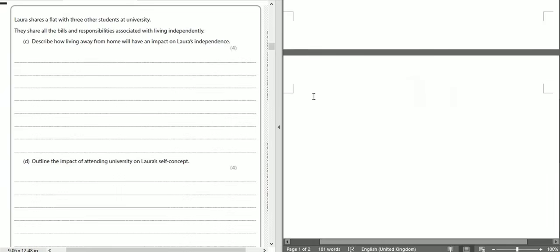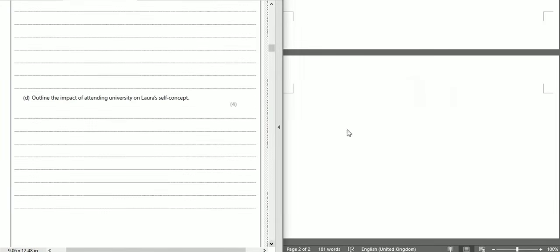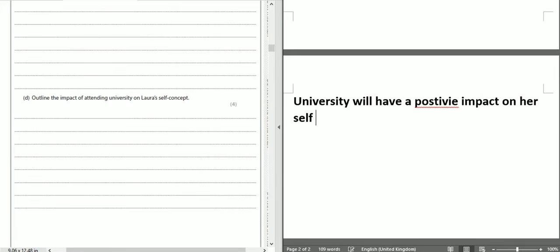Now, the second question, which is about Laura's self-concept, I think is probably a little bit easier because it says outline the impact of attending university on Laura's self-concept. So I thought, obviously, going to university is going to have a positive impact. So university will have a positive impact on her self-concept.